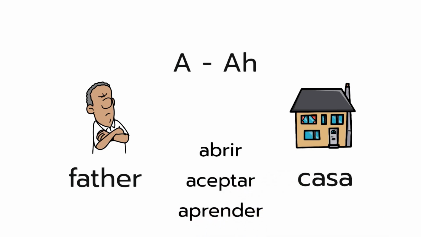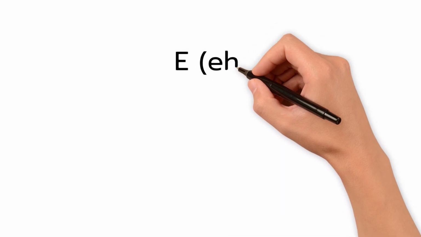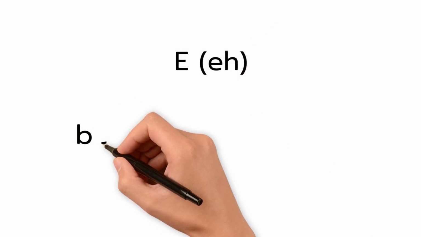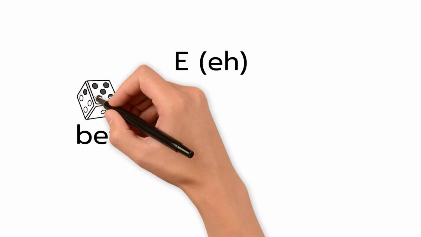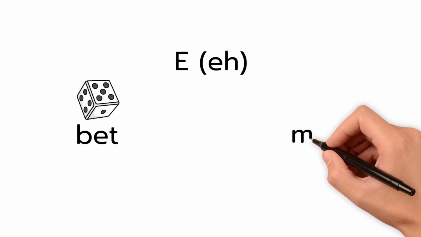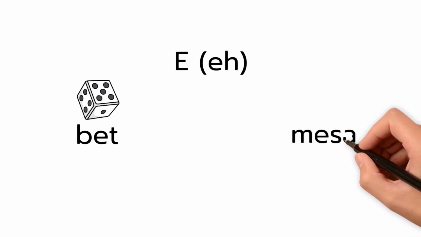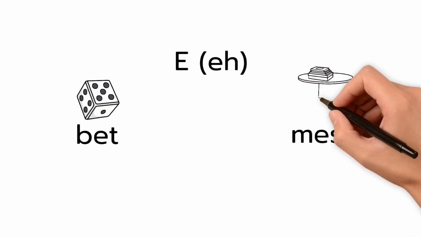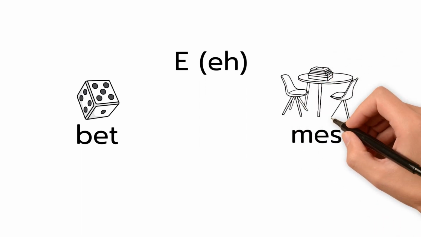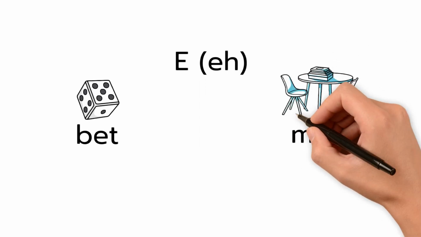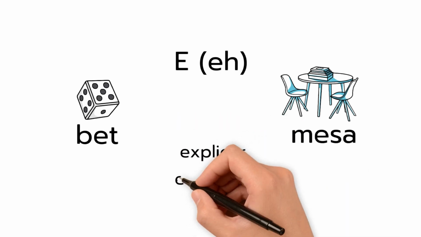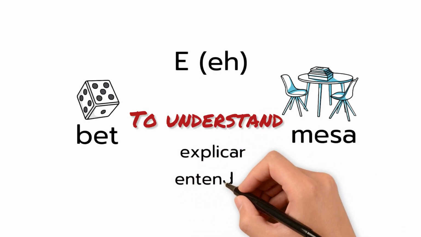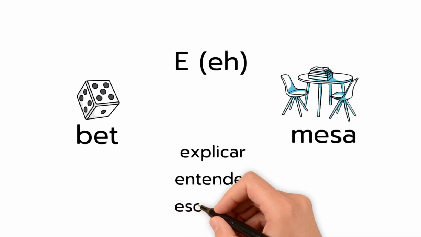Let's move on to the Spanish E, which is similar to the E that we see in the English word bet. Now, you'll see this in a word like mesa, which means table. And again, there are a lot of Spanish verbs that start with the E. Explicar, which means to explain. Entender, to understand. Esconder, which means to hide.